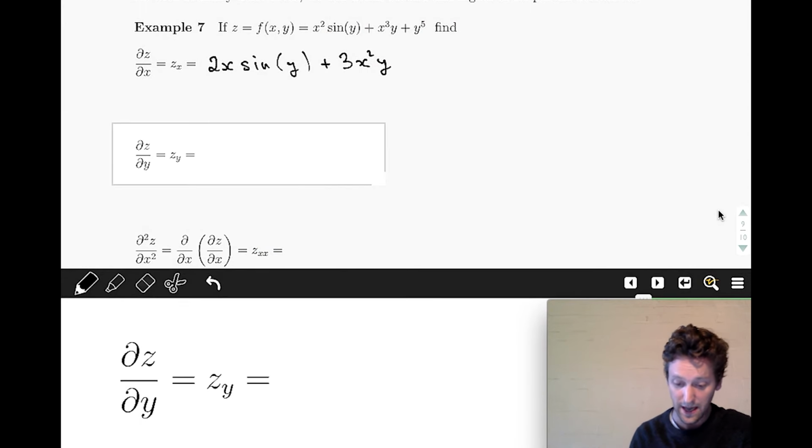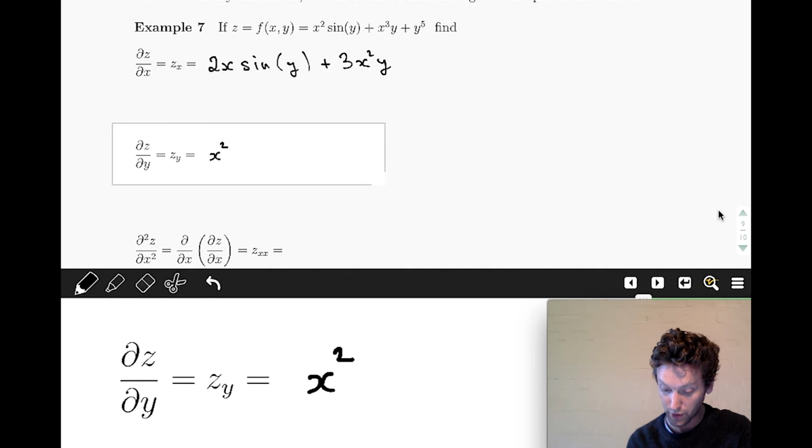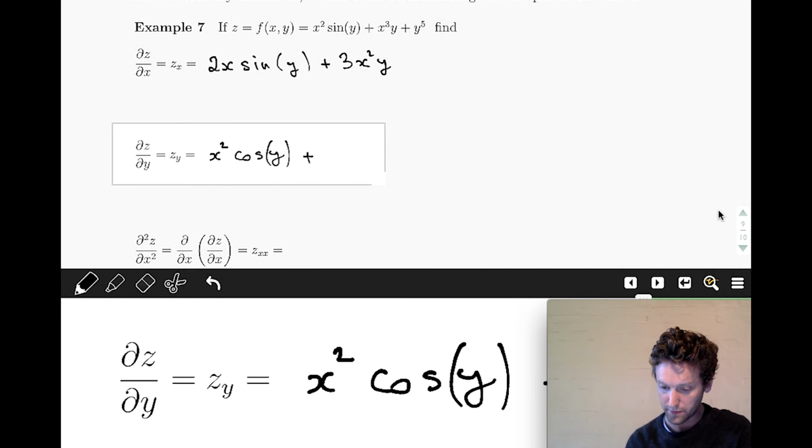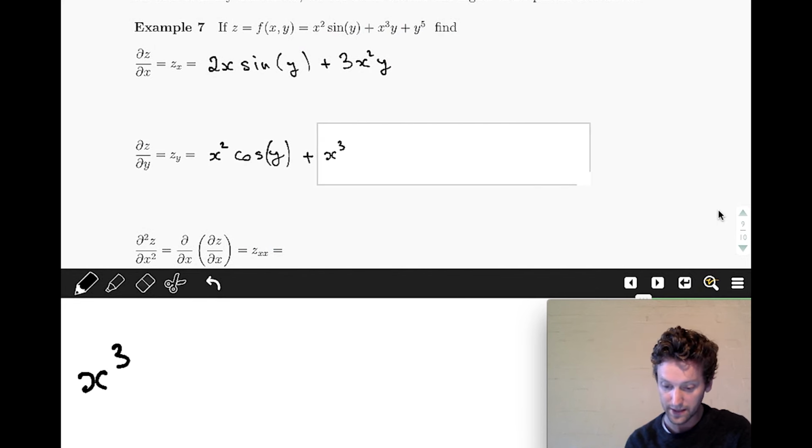is going to treat x like it's a constant. So in this case, z equals x squared sine y, that first term is going to treat x squared like it's a constant. So I can just pull that out the front. The partial derivative of sine y with respect to y is cosine of y. The next term is x cubed y. The derivative of that with respect to y treats x like a constant, and the derivative of y is 1. And the last term here, y to the power of 5, doesn't involve x at all. So I have 5y to the power of 4.